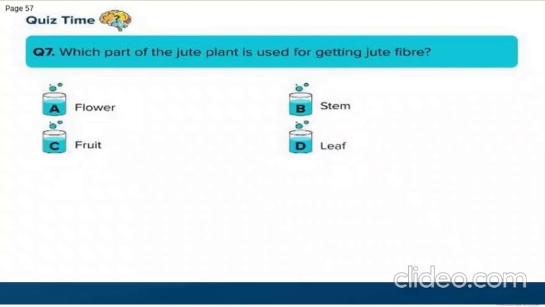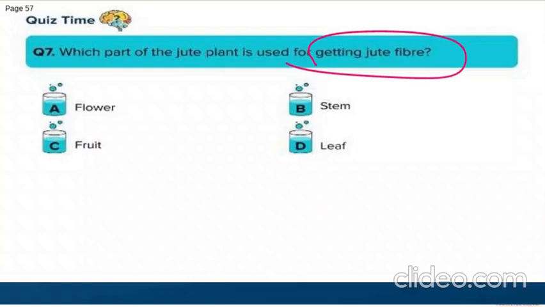Which part of the jute plant is used for getting the jute fiber? Jute is hard, so we'll use the hardest part. So what will be our answer? Flower, stem, fruit, or leaf. So, 10 seconds.